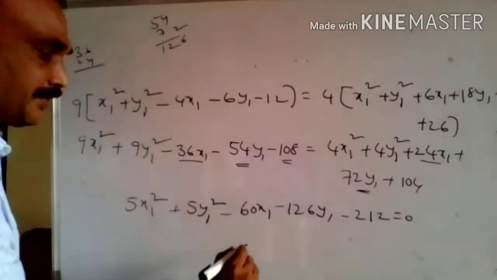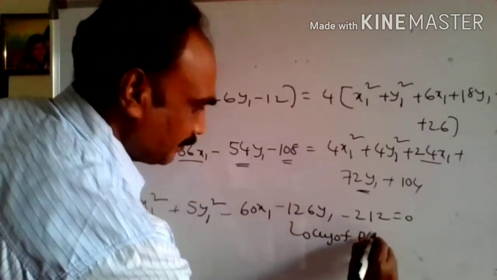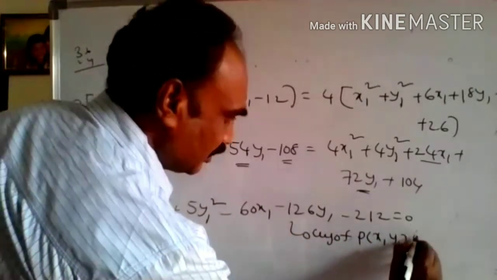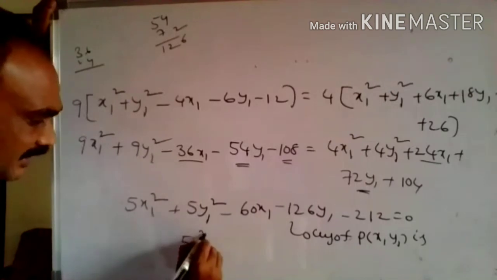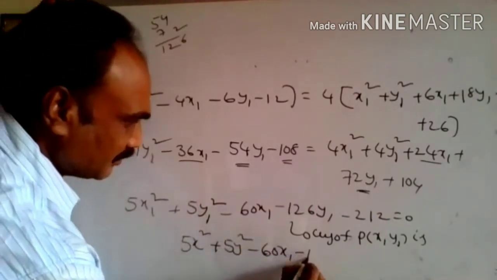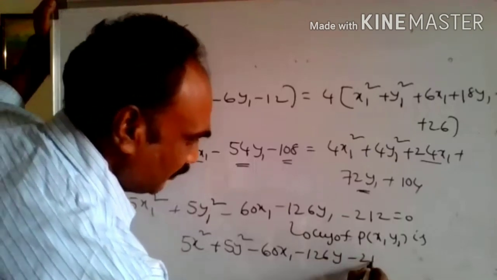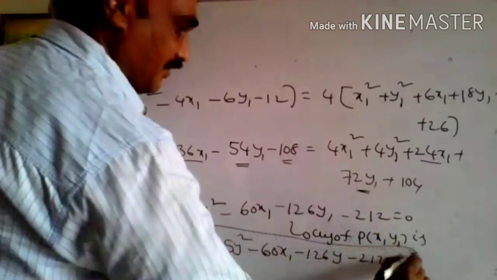But the problem asks for the locus of P (x1, y1), so replace x1 by x and y1 by y. 5x square plus 5y square minus 60x minus 126y minus 212 is equal to 0. This is our final answer.